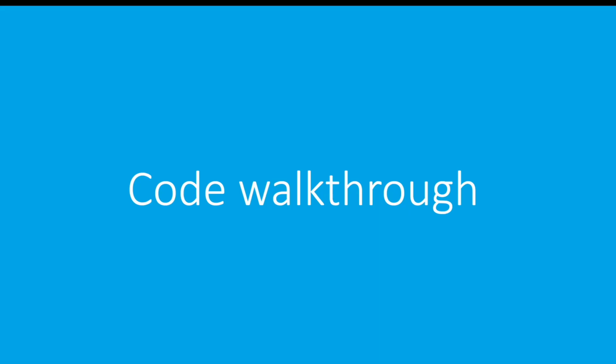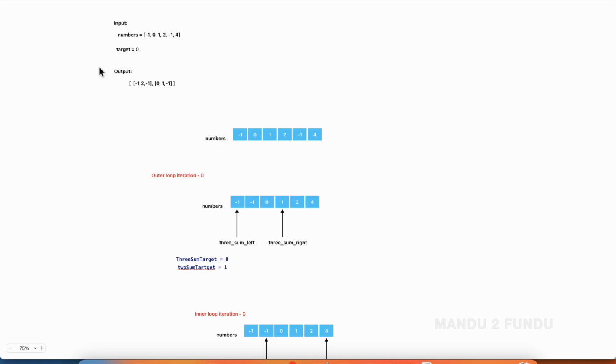Let's do the code walkthrough with sample input. We are given this input array and the target value is 0. So for this input array the expected output is [-2, -1, 0, 1, -1]. Okay, so first thing we do is sort this array.